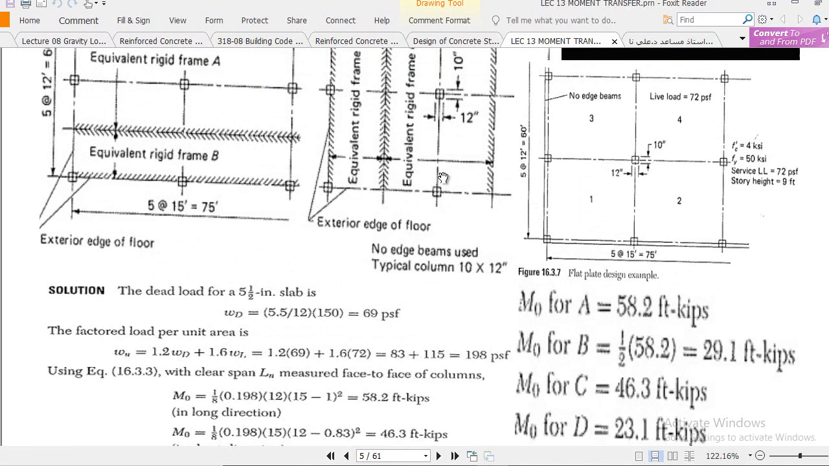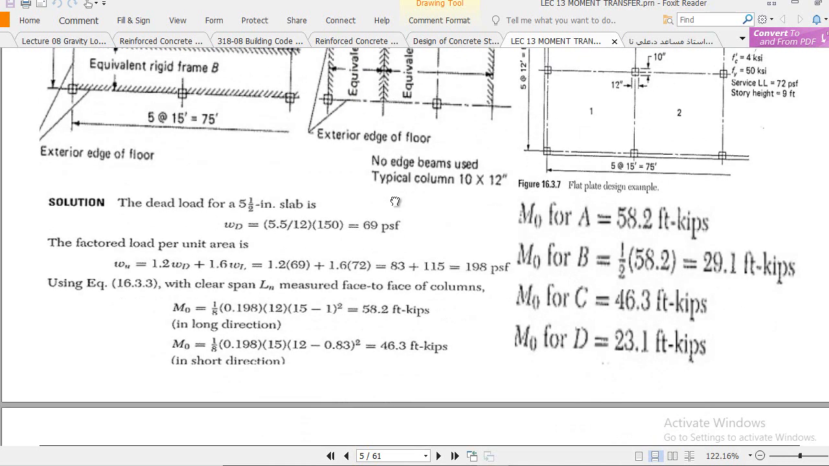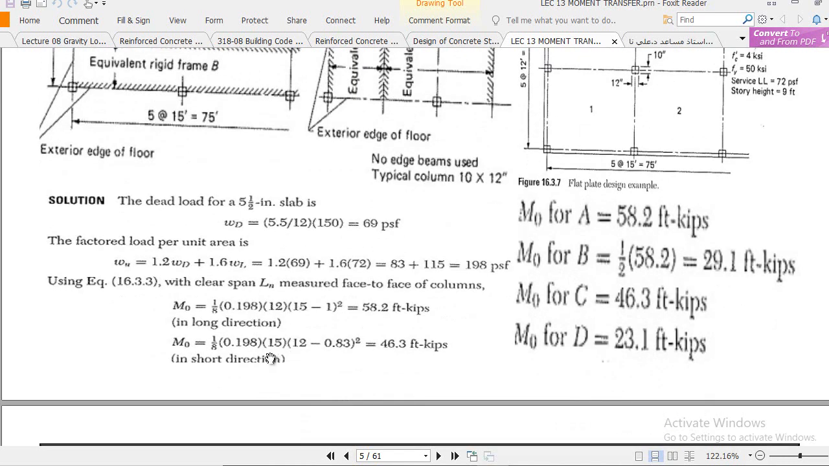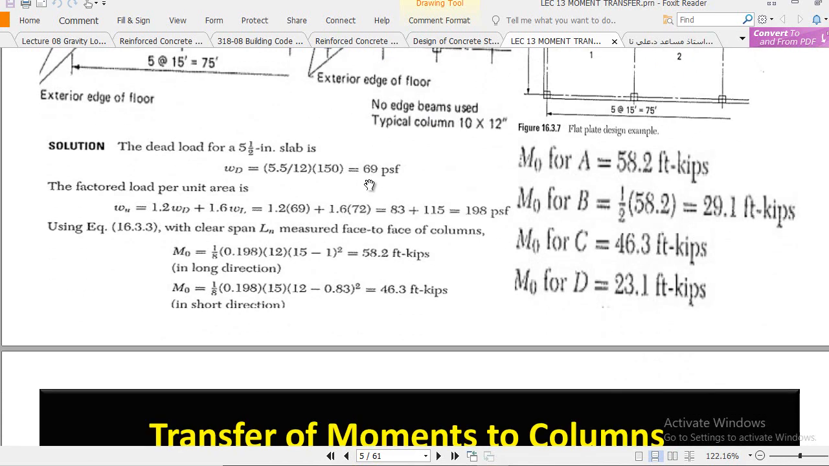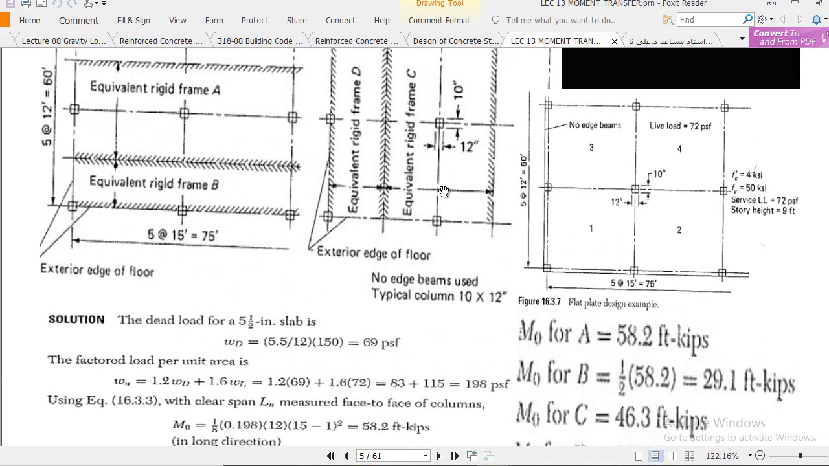And similarly in the short direction, the only thing that changes is L2, and here L2 is 15, because now you see here this is the total width, in this case 15 feet. And the span length in this direction is now 12 minus half the size of that column and half the size of that column.